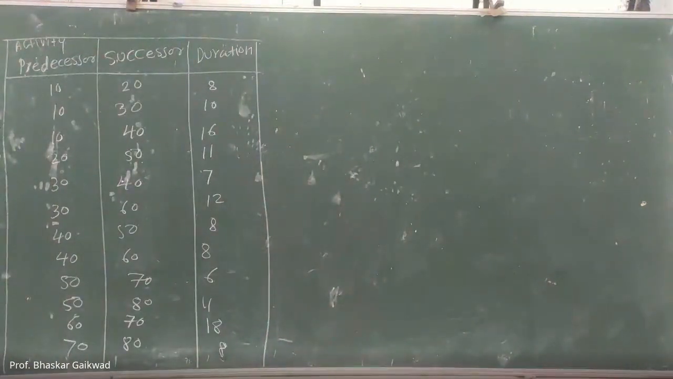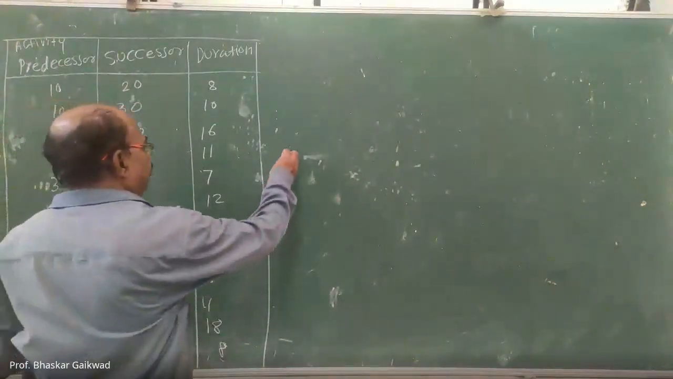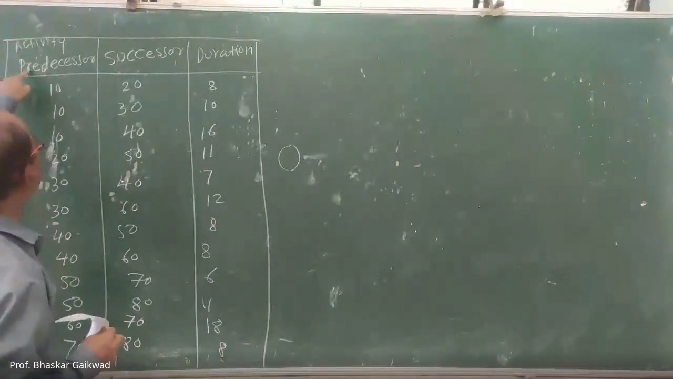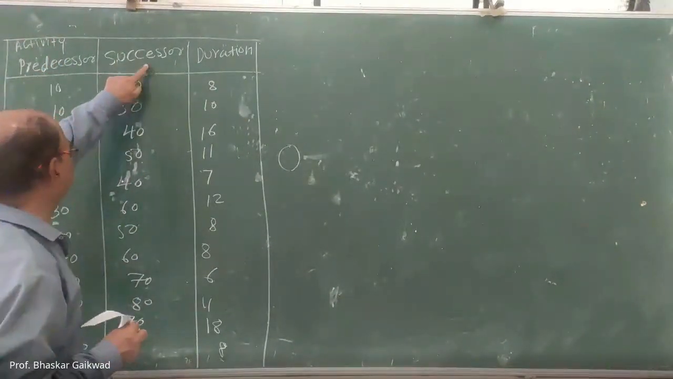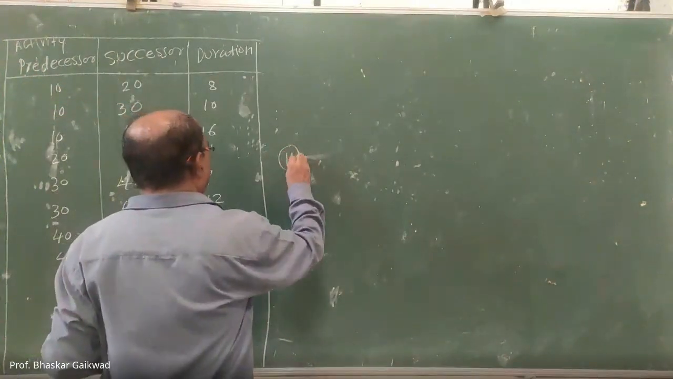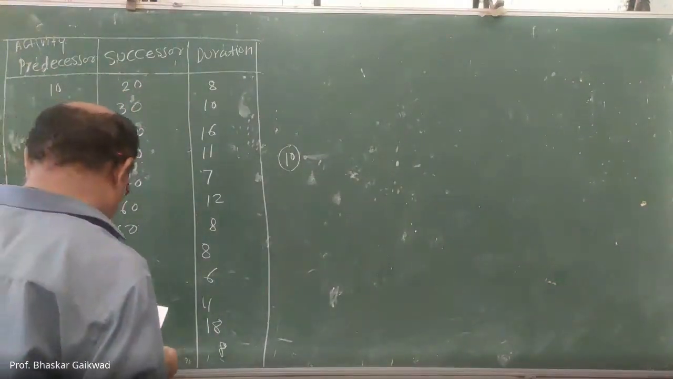So activity 10 will start from here, this is the initial activity. Why have we taken 10? Because this is the predecessor. This is always the back, the tail side, and this is the head side. From 10, how many activities started? 1, 2, 3. So you can make this.